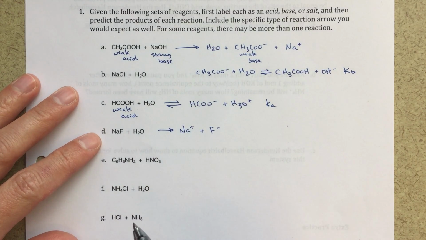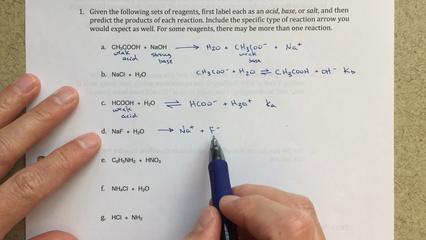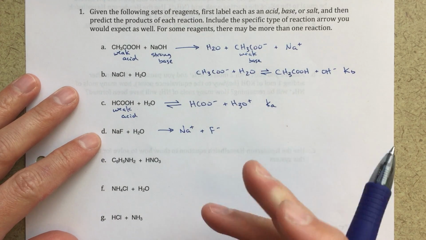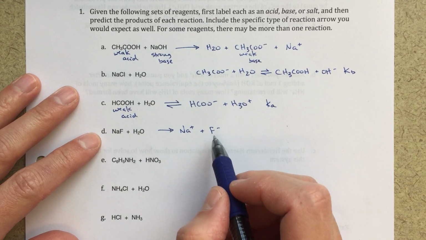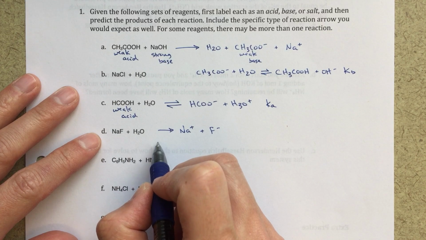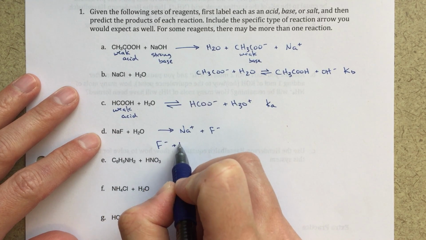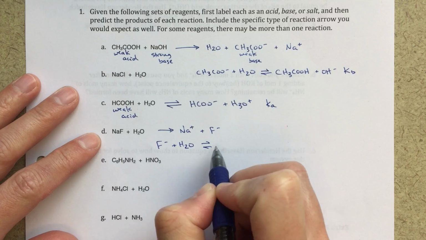Again, the sodium is going to be a spectator ion, but the F minus, I can recognize F minus as a weak base. And if you're not sure about this, the next exercise will be how we figure that out. So if you're not sure about F minus, the way that we're going to do that is we're going to say, well, let's imagine it reacted as a weak base.